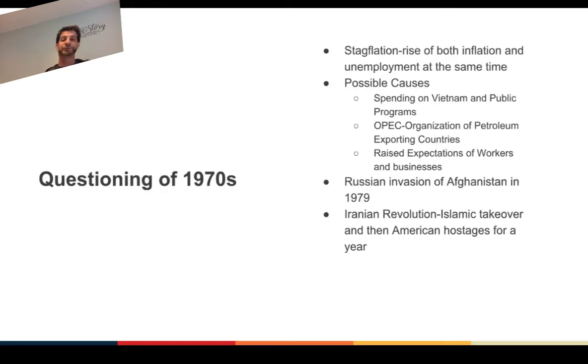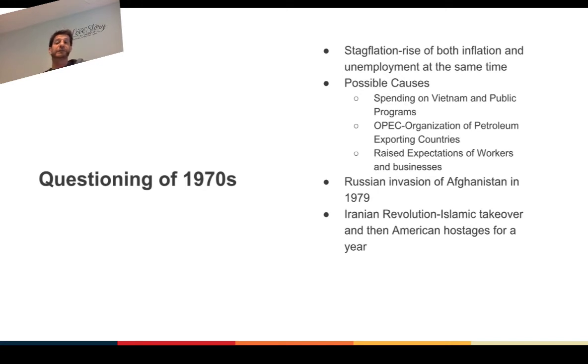And that brings up the problems of the 1970s. The 1970s was this period of incredible tumultuousness that really got Americans to question their own identity. Stagflation was the end of Keynesianism. With stagflation, there was this rise of both inflation and unemployment at the same time, and nobody could figure out why this was happening. There were a variety of different reasons given.